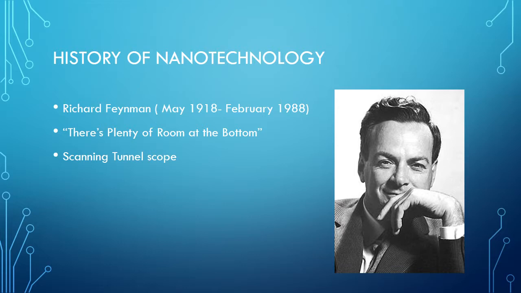One of the first advances in the field came in 1981 when Gerd Binnig and Heinrich Rohrer developed the scanning tunneling microscope, which allowed for imaging of surfaces at the atomic level.